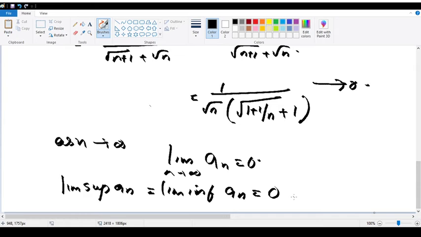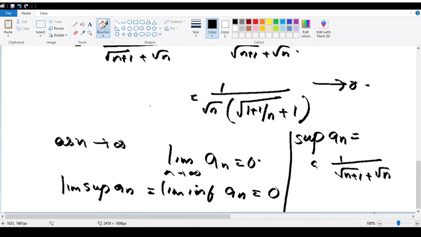Yes, ma'am. Next, what is the supremum of the given sequence? What is the supremum of an? So we already get an is 1 by root n plus 1 plus root n. So you find out the supremum of 1 by root n plus 1 plus root n. So what is a1? a1 is 1 by root 2 plus 1. What is a2? 1 by root 3 plus root 2.